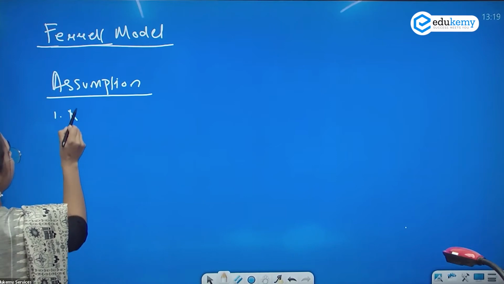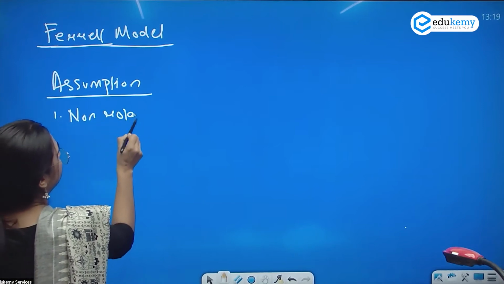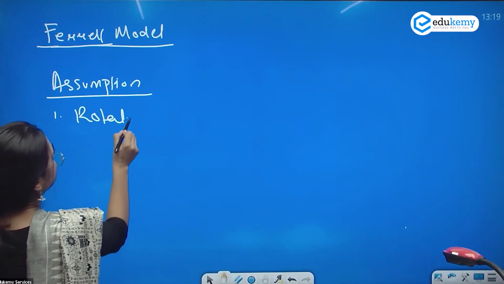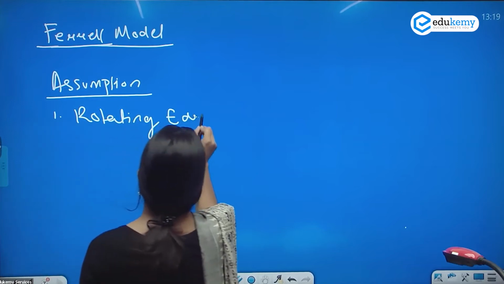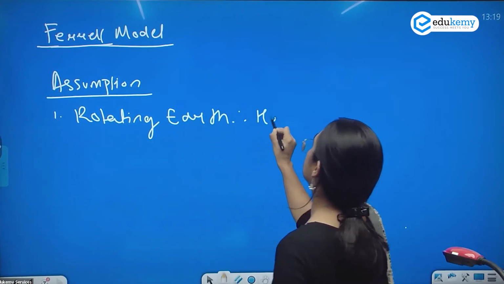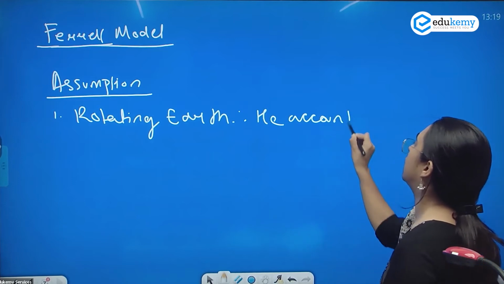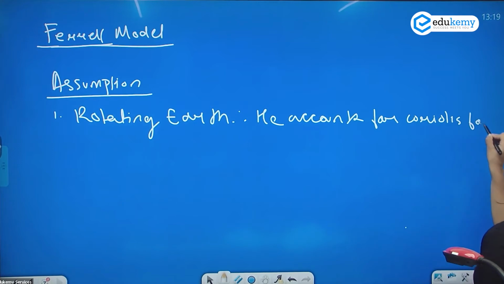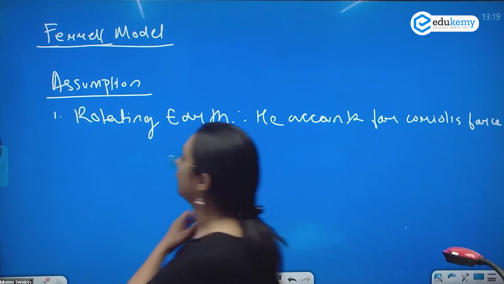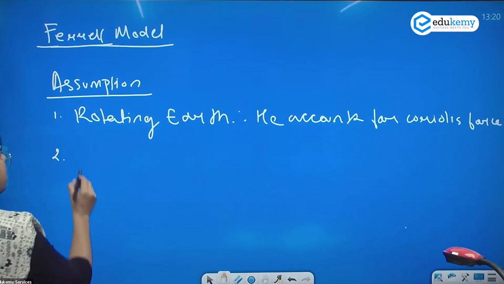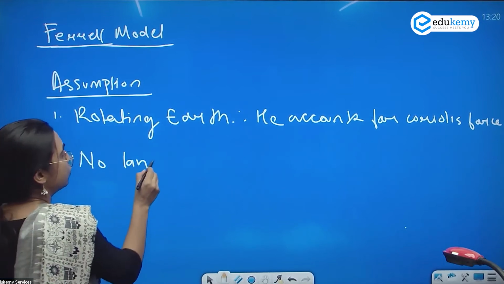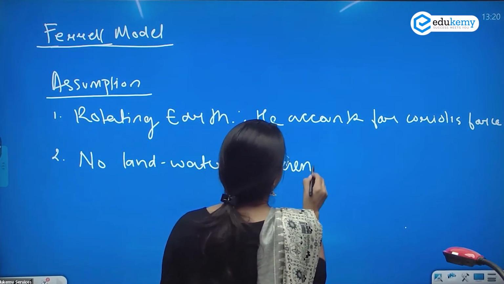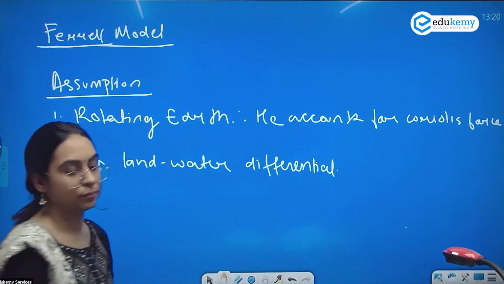The first assumption is a rotating earth, and therefore he accounts for Coriolis force. The second is no land water differential.